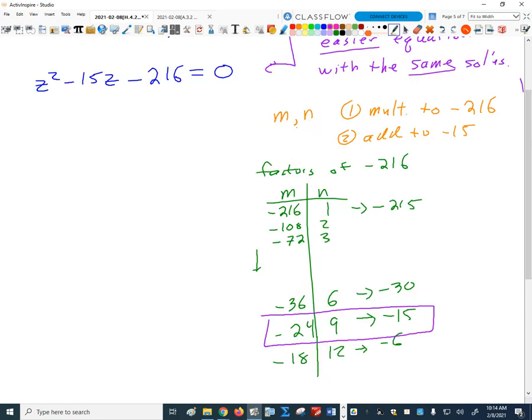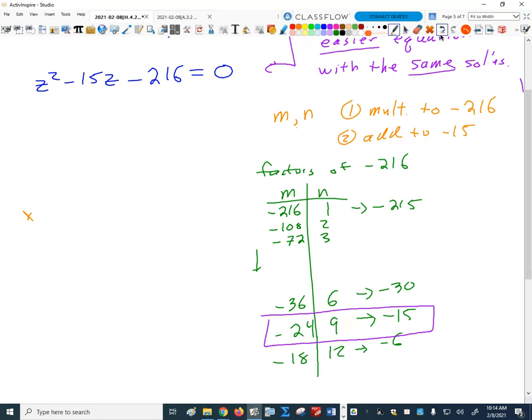But in this situation where I'm trying to find factors of a negative number that add to some positive or negative, where I know that in this case, the negative one is exactly 15 bigger, I would claim that when they're multiplying to a negative like this, it's easier instead to make a list of numbers that add to negative 15 and figure out which one has the right product, right? They have to multiply to negative 216. So let's make a different list here of M and N.